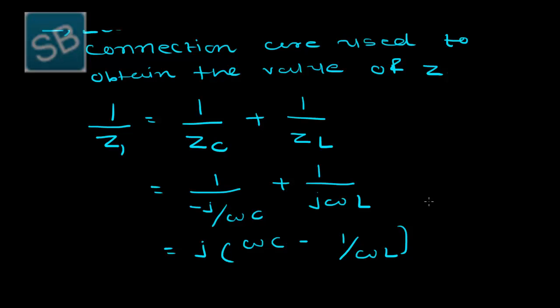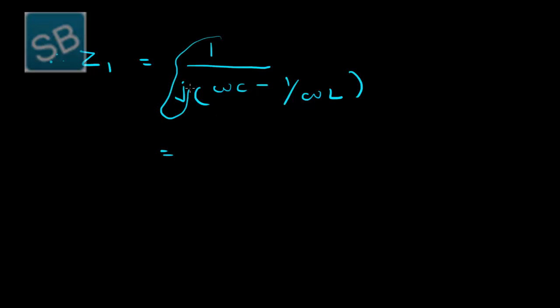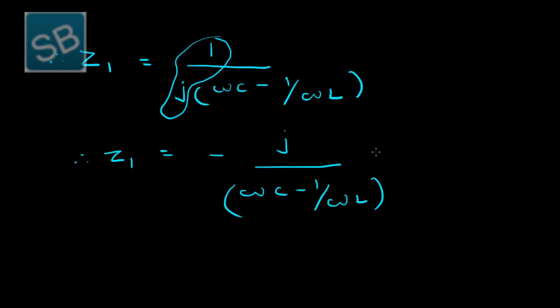So this is actually the value of 1 over Z1, and our aim is to find the impedance of the parallel connection, so I have to invert this. Therefore Z1 is equal to 1 over j into omega C minus 1 over omega L, and as we know the value of 1 over j is equal to minus j. So Z1 equals minus j over omega C minus 1 over omega L. So this is actually the value of Z1.